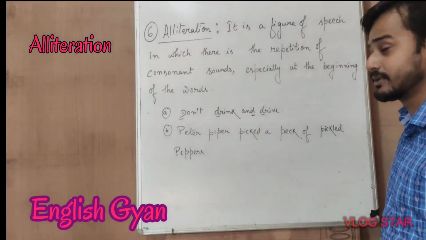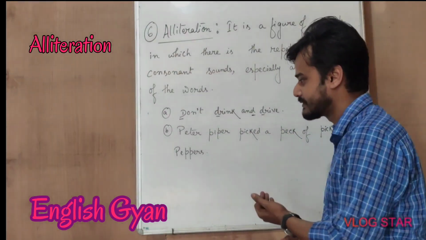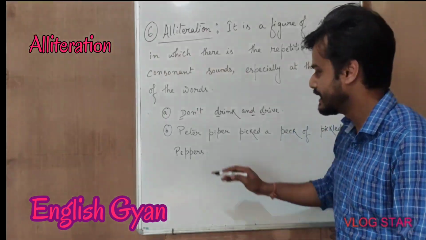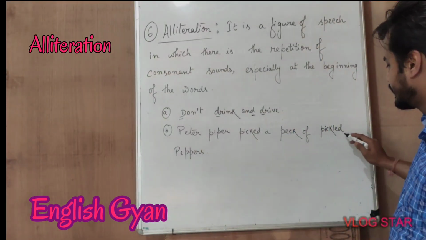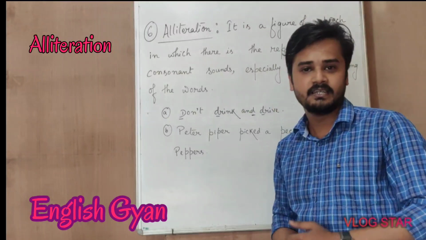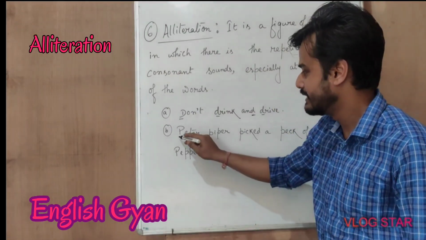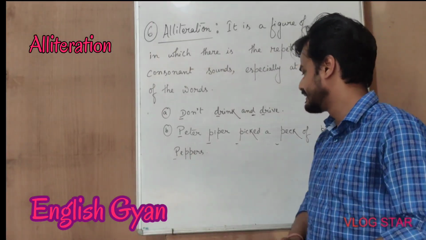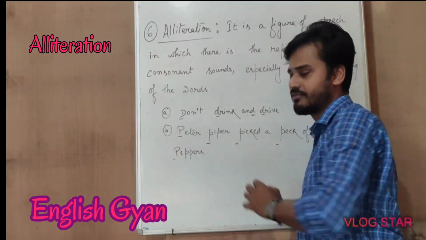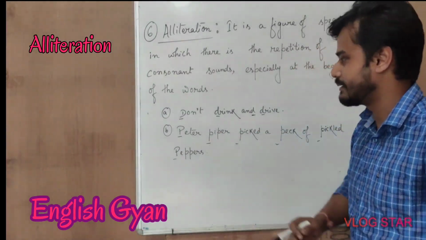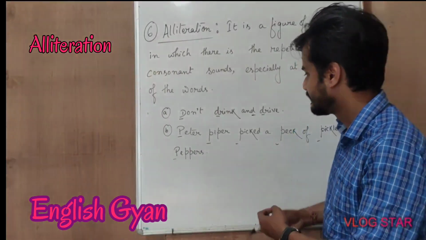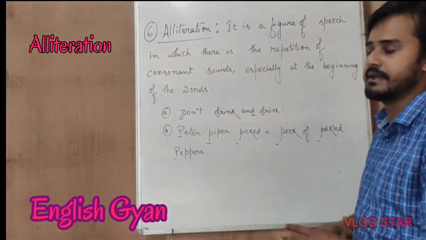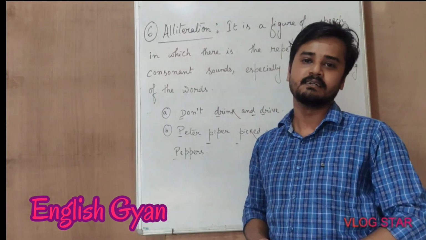The second sentence is also a very famous one, and it's like a tongue twister also. Peter Piper picked a peck of pickled peppers. Here we can very clearly see that the consonant sound P is used again and again, and it is used at the start of the words. So this is an example of alliteration. That is, the consonant sounds are repeated again and again in a single sentence.